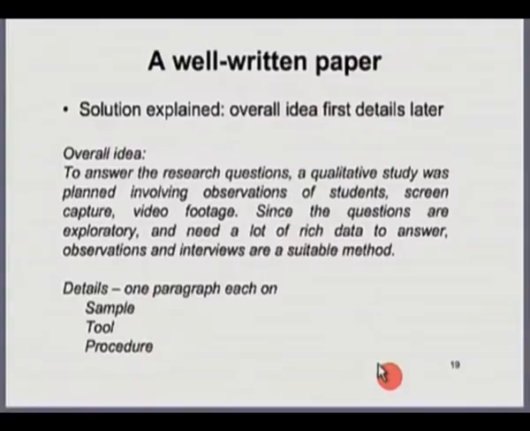Again, if you want a bad example, think of paper B. Lots of results, but not clearly understandable. Solution: explain it with the overall idea first and details later. So in paper A, paragraph A3, explain the overall idea: that a study was planned. It involved observations, screen capture and video, and why this study is suitable for the research problems. That's all it says in the overall idea. That's sufficient. The details were the sample, tool and procedure, one fairly large paragraph each.